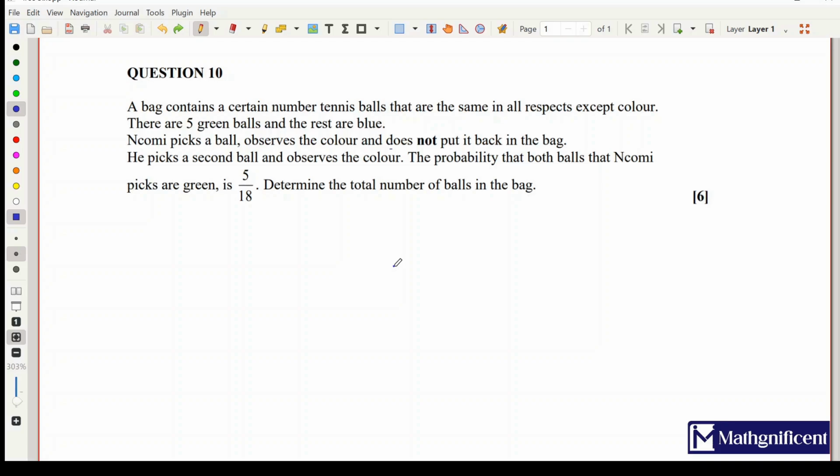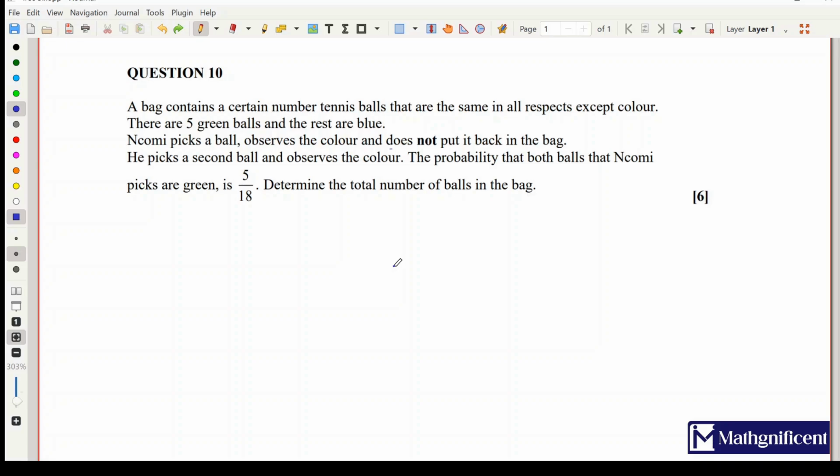So today I'm going to be looking at this question that is based on probability as well. This is our third video that is based on probability, particularly the question in which we can use a tree diagram to help us answer these particular questions. So we have question 10 here, which reads as follows.